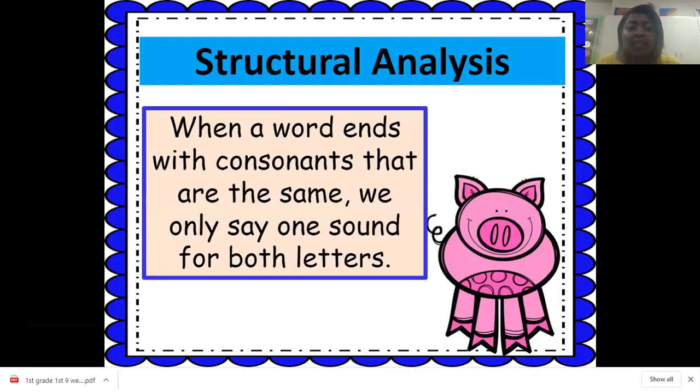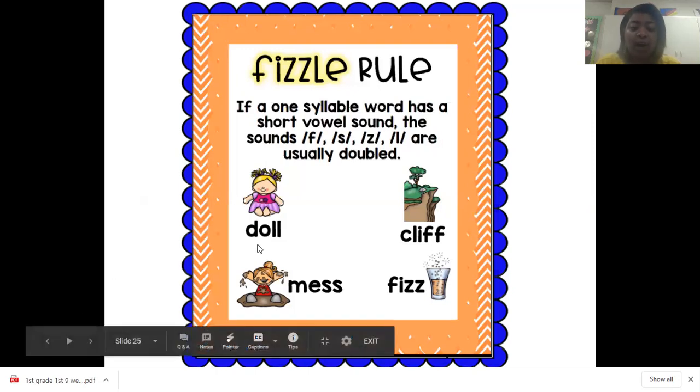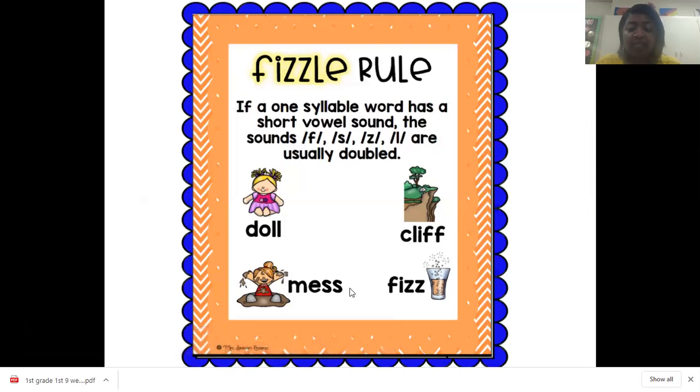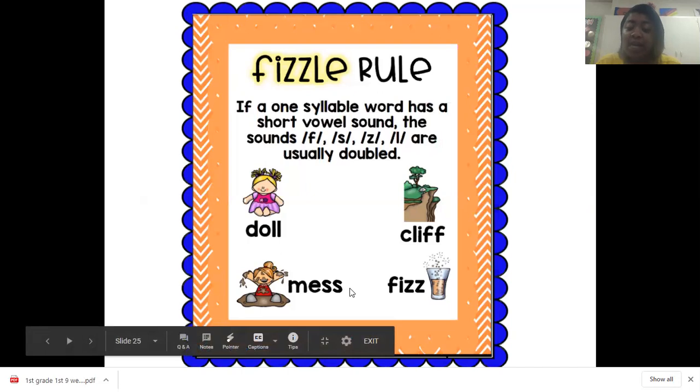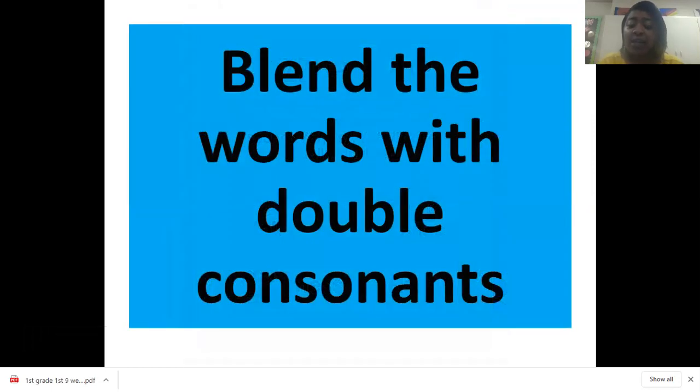Let's look at our structural analysis. When a word ends with consonants that are the same, we will only say one sound for both letters. This is the fizzle rule. If a one-syllable word has a short vowel sound, the letters f, s, z, and l are usually doubled. Doll, we see 2 L's. Cliff, we see 2 F's. Mess, we see 2 S's. Fizz, we see 2 Z's. We're going to blend the words with the double consonants.